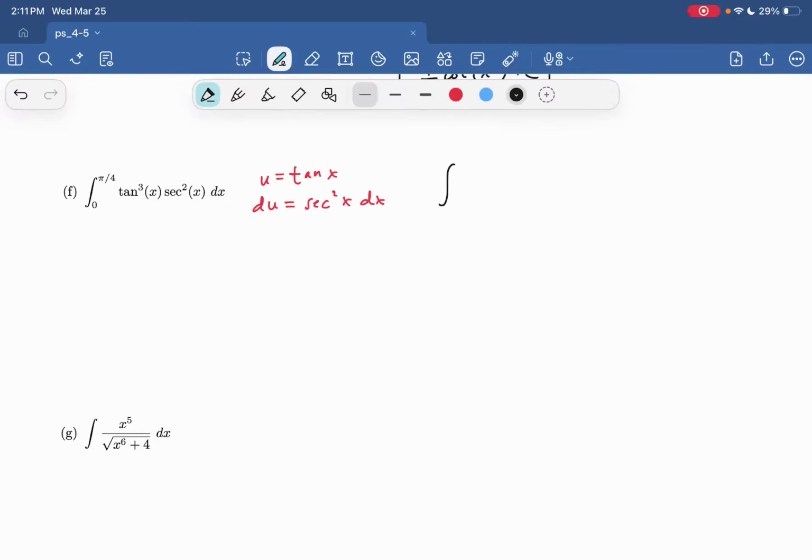The limits of integration are going to change to 0 and 1 because tangent pi over 4 is 1 and tangent 0 is 0. And so this is u cubed, and then secant squared dx is just going to be du. So this is 1/4 u to the 4th from 0 to 1, and that is just equal to 1/4.